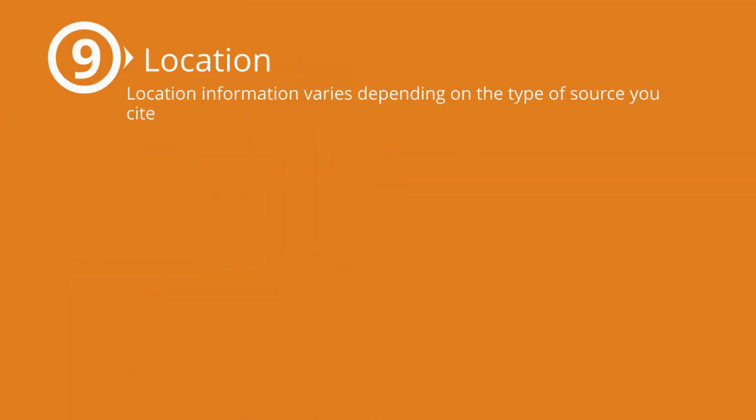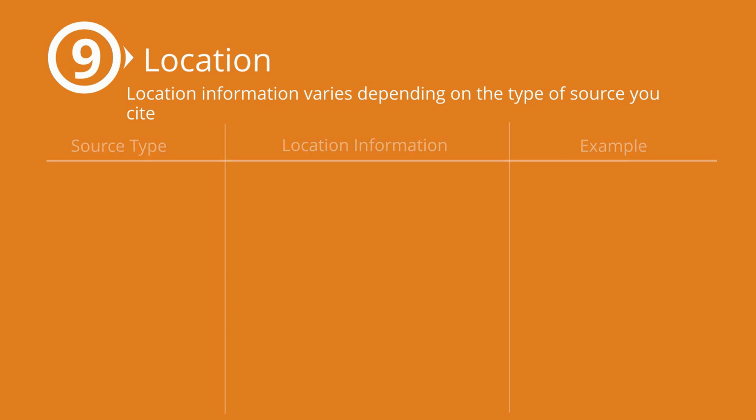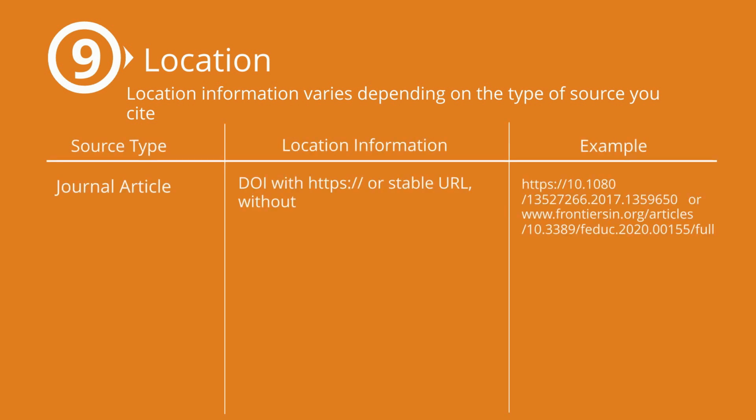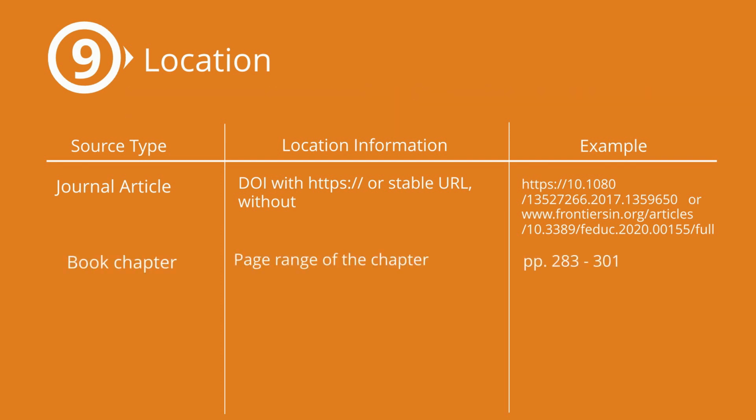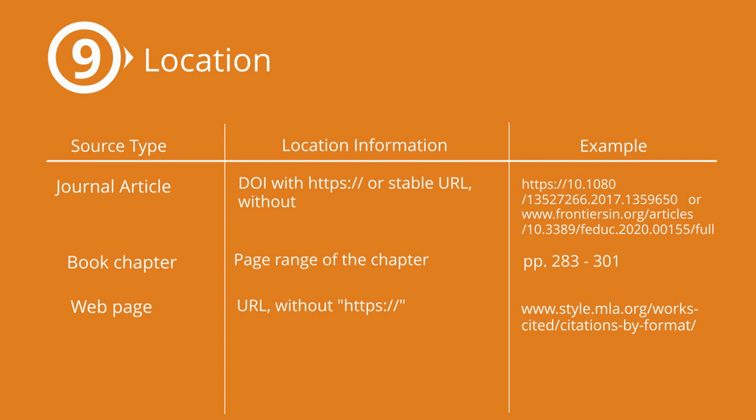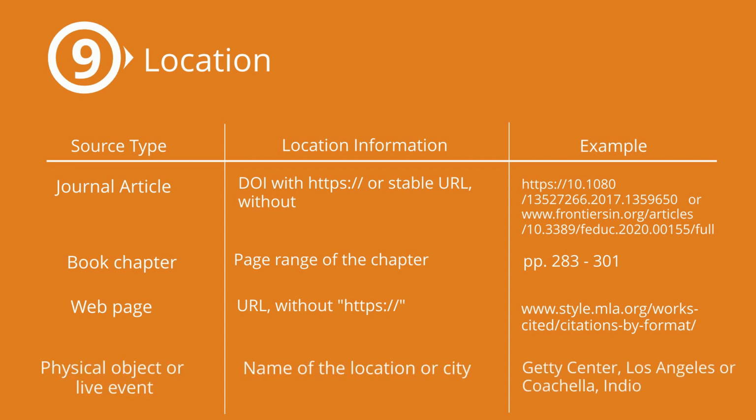Location information varies depending on the type of source you cite. For journal articles, provide the DOI with http://. For a stable URL, provide the URL without http://. For a book chapter, provide the page range for the chapter. A web page includes the URL without https://. For a physical object or live event, name the location and city.